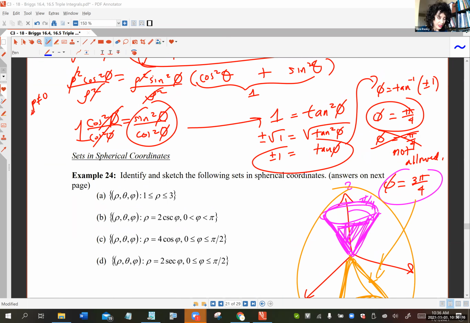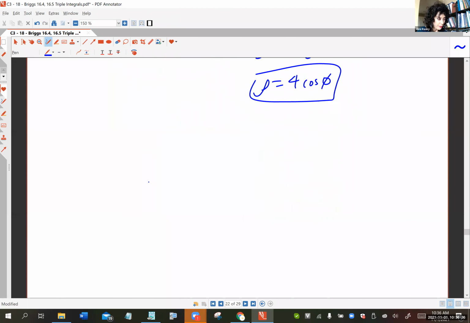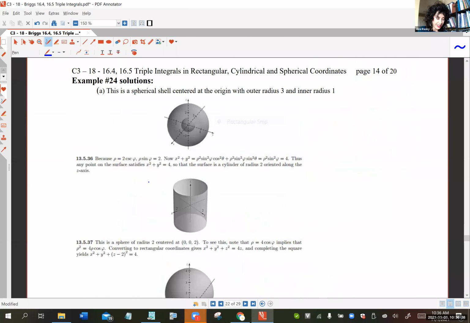So check out the first set: all the ordered triples rho, theta, phi, where rho lies between 1 and 3. This is a solid of points that lie between a sphere of radius 1 and a sphere of radius 3. These are all pictured on the next page. There it is. So the inside is hollow, and you've got this sort of shell, they call it. That's kind of nice.